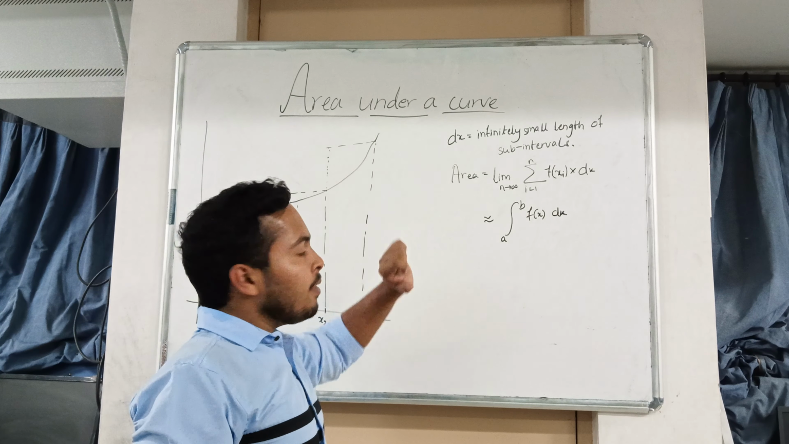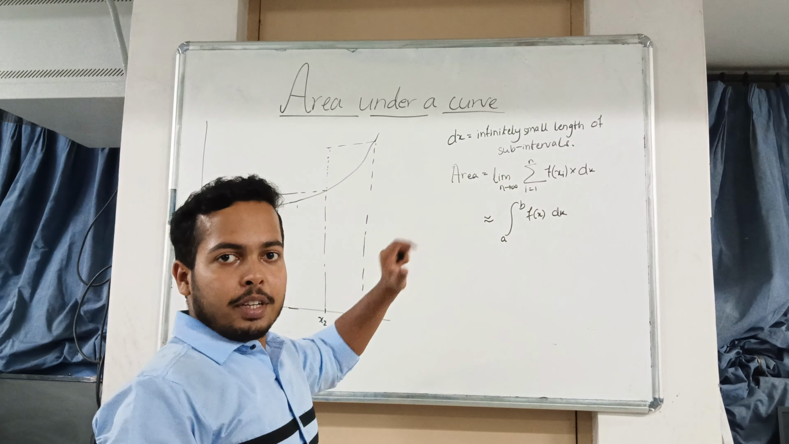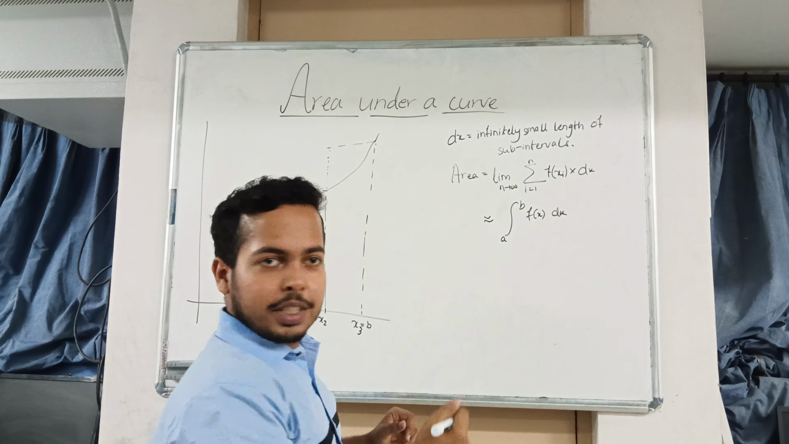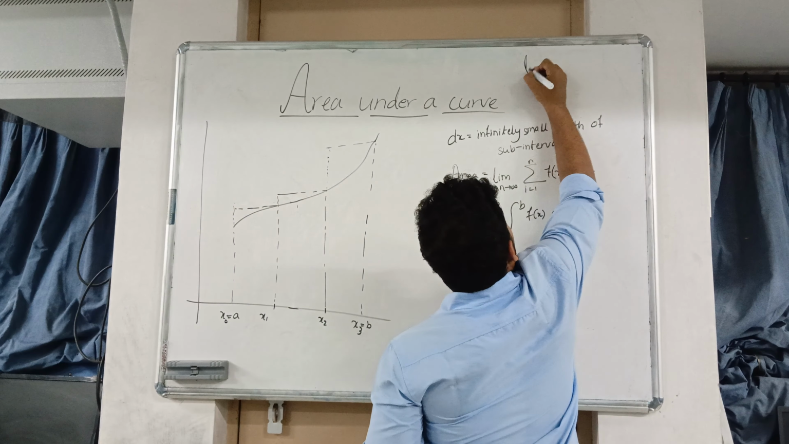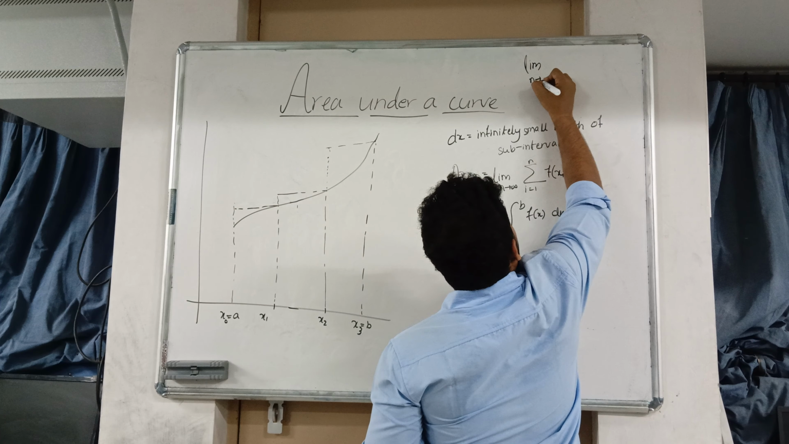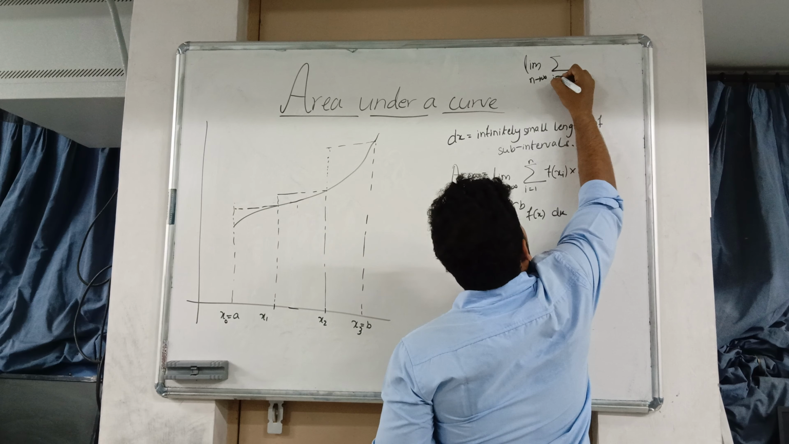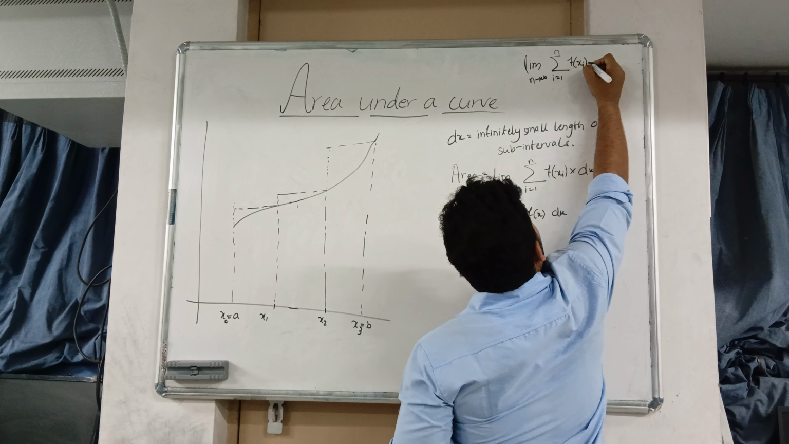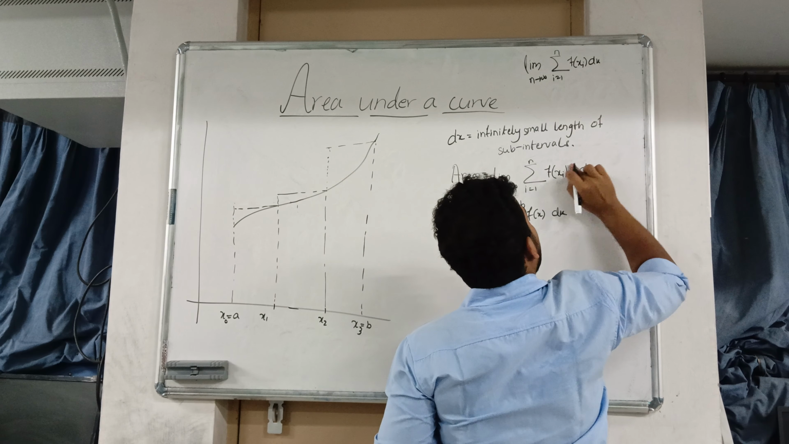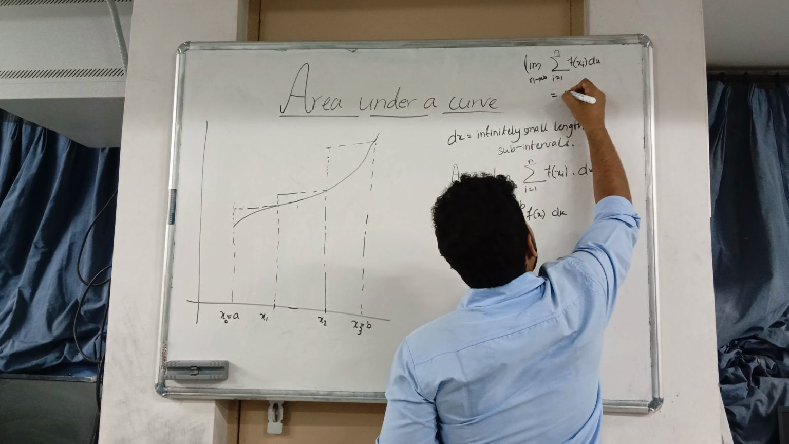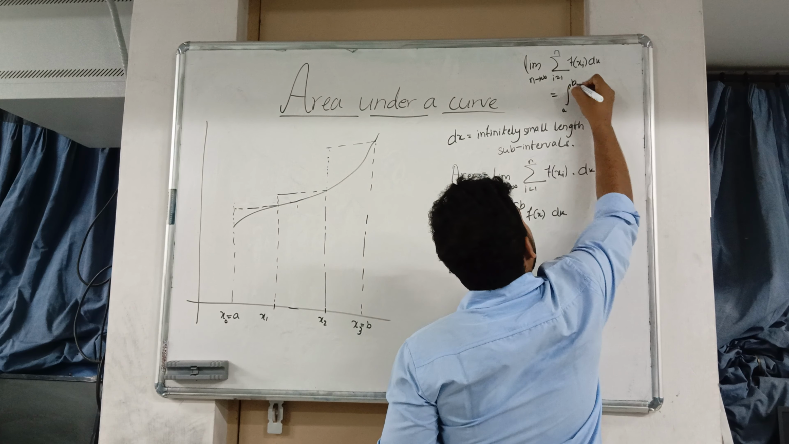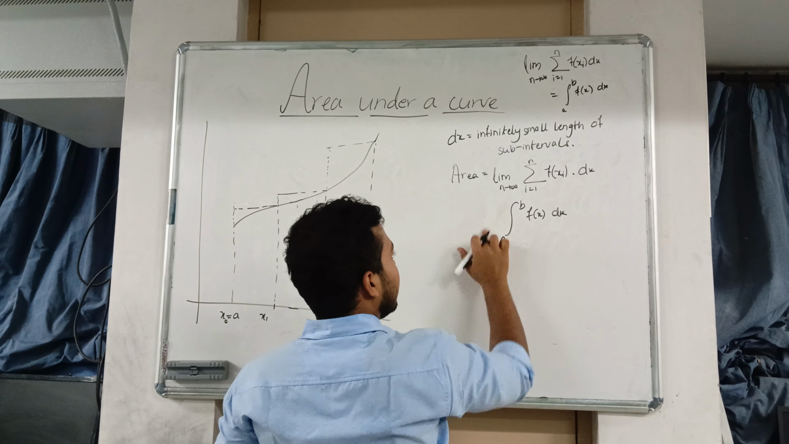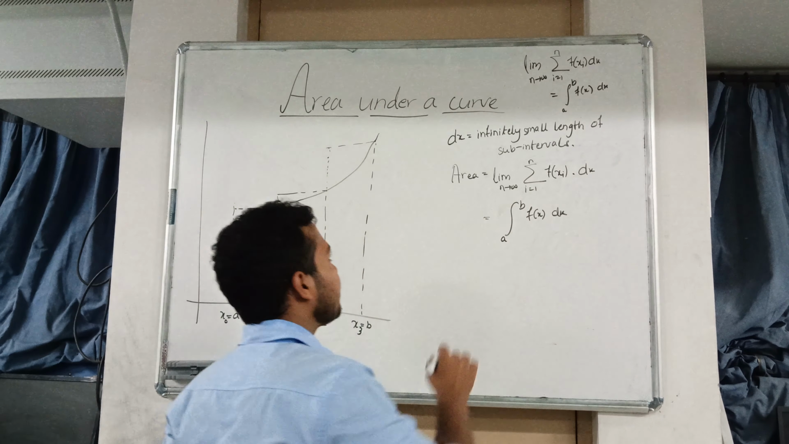Now let's verify this with the help of an example. But first, let's write it somewhere so that we can use it later. Limit n tending to infinity, summation i equals 1 to n f(xi) dx is equal to the integration from a to b of f(x) dx.